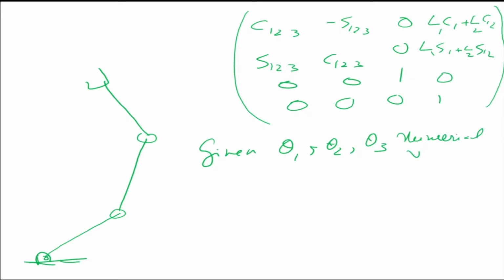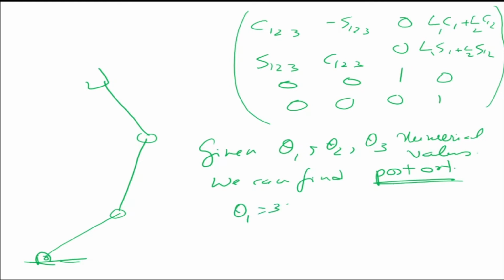Okay, we can find what is the position plus orientation of the end effector. So what I need to do is simply take, for example, theta 1 equal to 30 degrees, theta 2 equal to 40 degrees, and theta 3 equal to 60 degrees. I put this in this matrix, and I'm going to get the numerical values of the position and the orientation.